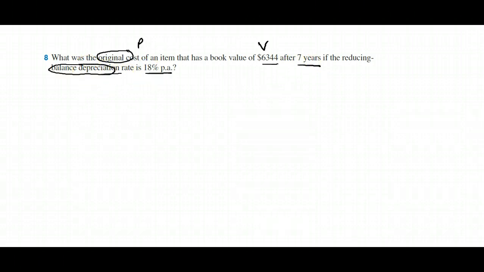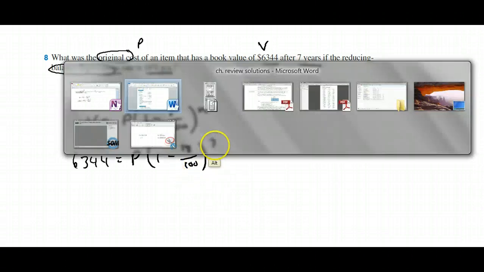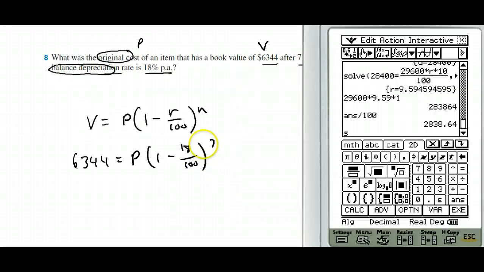So this is reducing balance depreciation. So our equation is going to be book value equals principal times (1 minus r over 100) to the power of n. And our book value is 6344. Our principal is what we want to find. We've got 1 minus r is 18 over 100, and the number of years is 7. So we just need to put that into the calculator and solve.